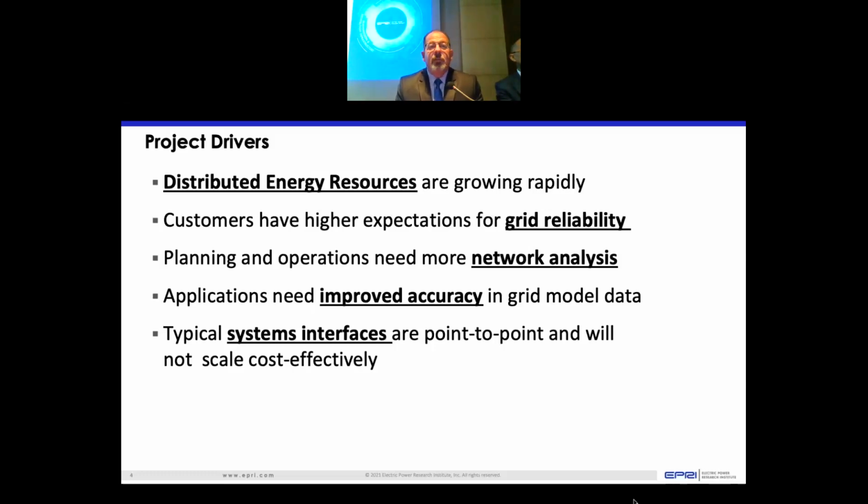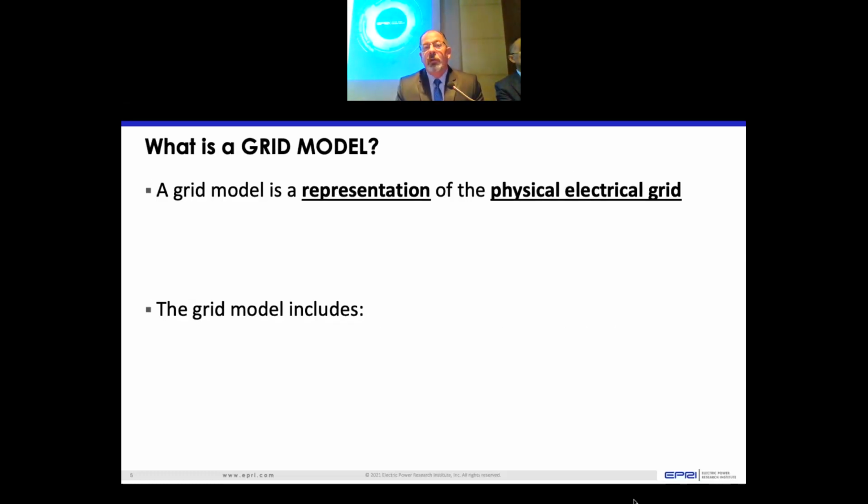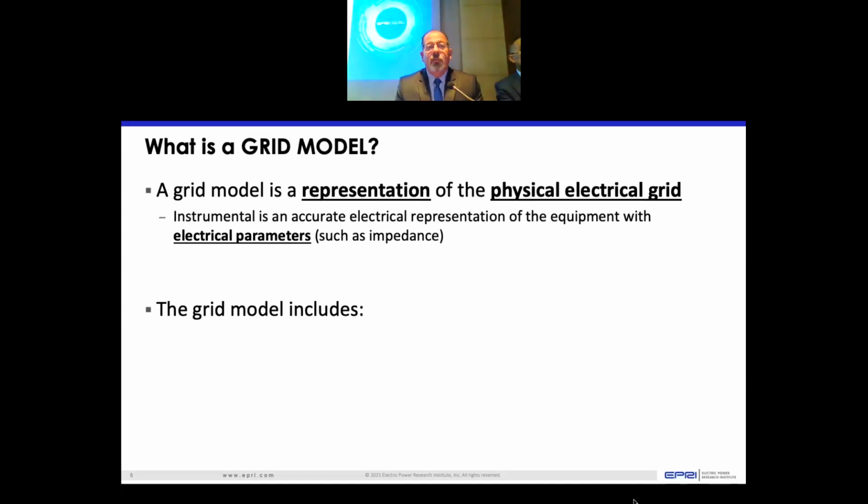So Dr. Shumpal has talked quite a bit about the SIM and SIM modeling. So what is a grid model? In its simplest form, a grid model is a representation of the physical electric grid, or it's a connectivity model. This includes all the pieces and parts that make up an electric transmission system and distribution system, such as circuit breakers, jumpers, risers, conductors, etc.